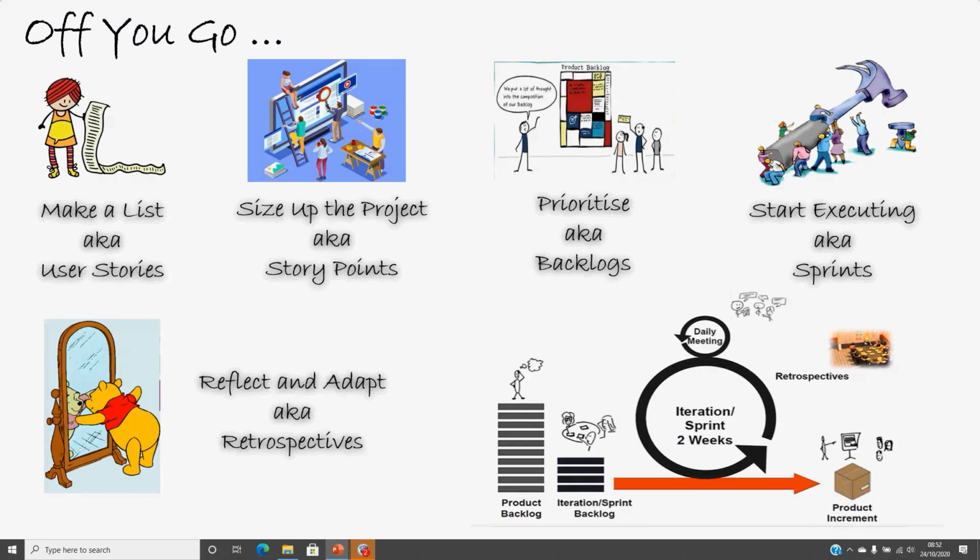So you create your user stories. You have created the lists of your user stories. You assign them story points, like you are sizing up the project now. You define your priorities.